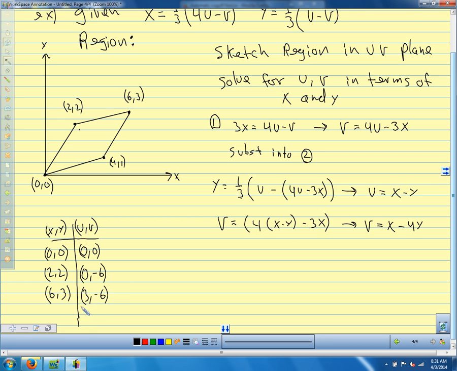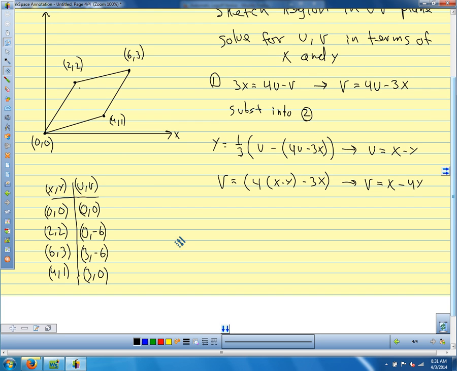And when I substitute in 4, 1, I get the vertex 3, 0. So now I can sketch this new region in the uv plane. So let's sketch this. This is V, and this is U. So I have a vertex at 0, 0. I have a vertex at 3, 0. I have a vertex at 0, negative 6. And I have a vertex at 3, negative 6.